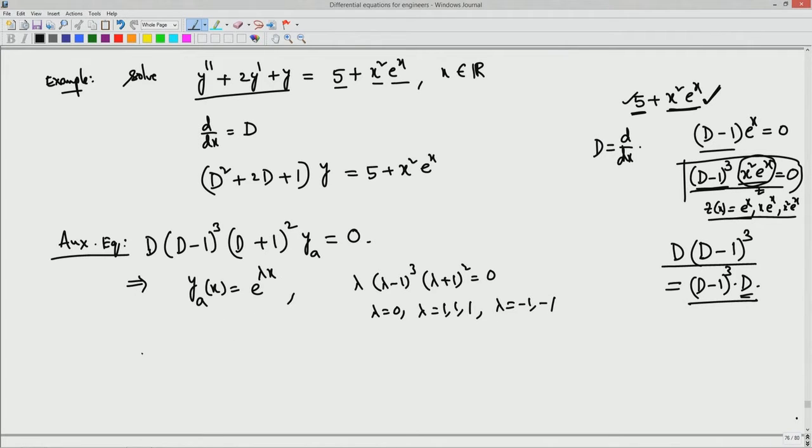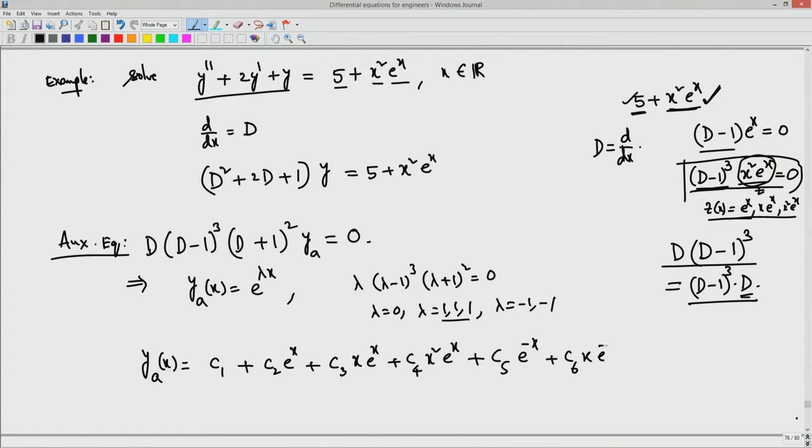Once you know all the roots, you can write the general solution of this. What is the general solution? C1 e power 0x, that is 1, so C1, plus C2 e power x, plus C3 x e power x plus C4 x square e power x. These are the solutions corresponding to lambda equal to 1, 1, 1. Next is C5 e power minus x plus C6 x e power minus x, because minus 1 is repeated twice. So, this is your solution.